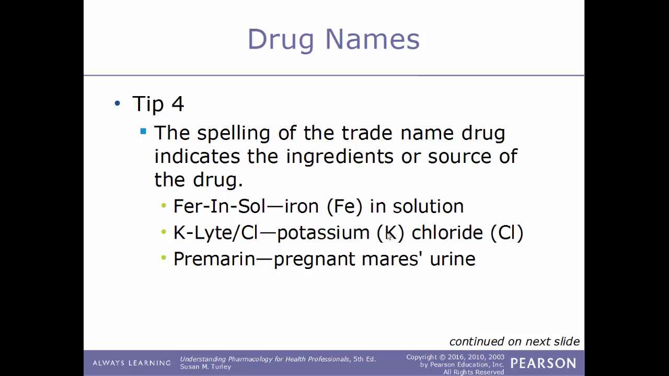Tip number 4, the spelling of the trade drug name indicates the ingredients or the source of the drug. For example, Feosol, this is iron. The chemical symbol for iron is Fe, and sol for solution. So iron in solution, Feosol. Klotrix, potassium chloride. K is the chemical symbol for potassium, Cl for chloride. Premarin, pregnant mare's urine. Pre for pregnant, mar is a reference to the mare, then in, for urine.